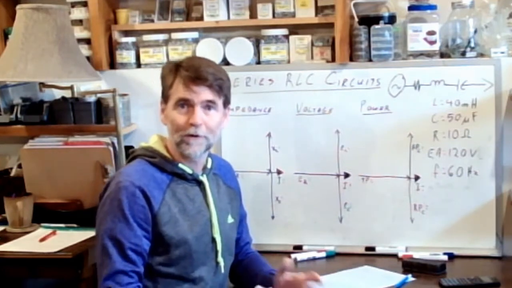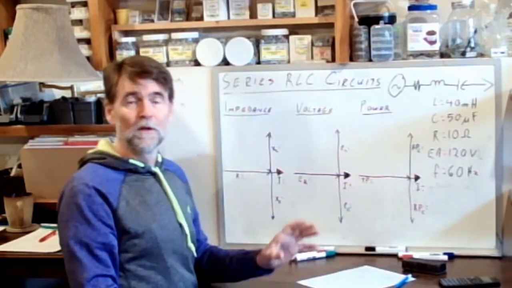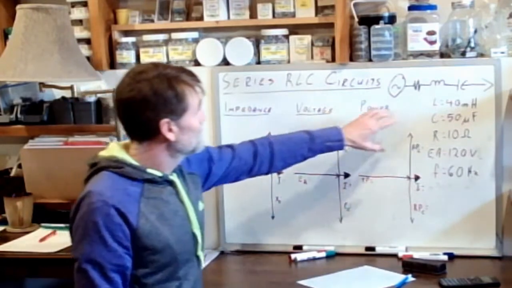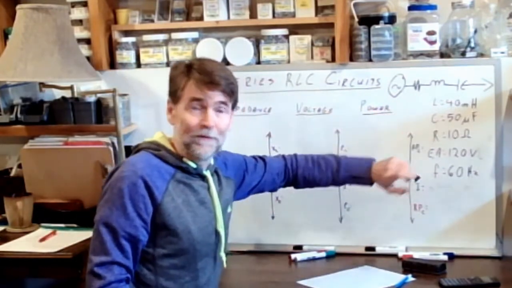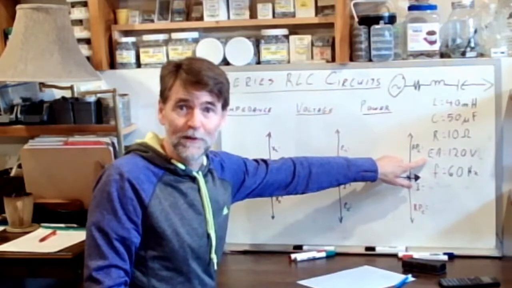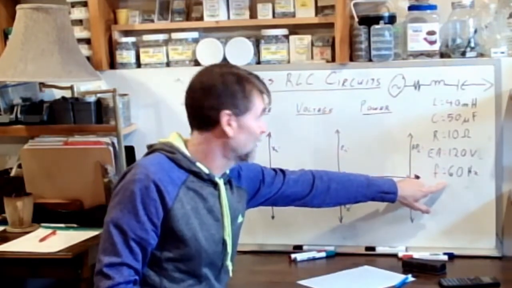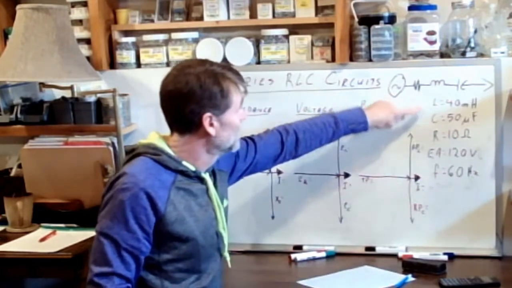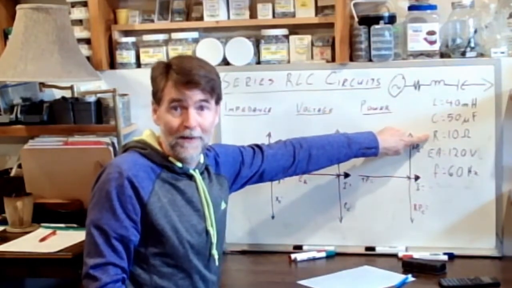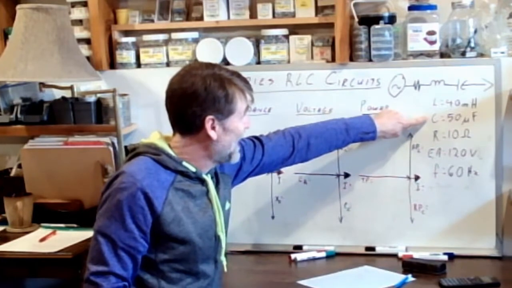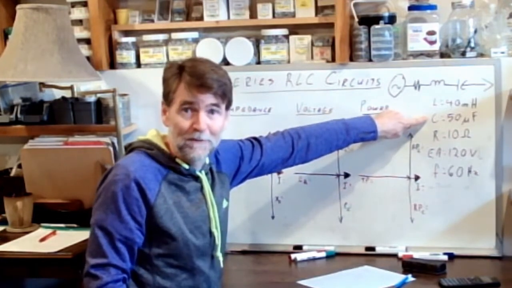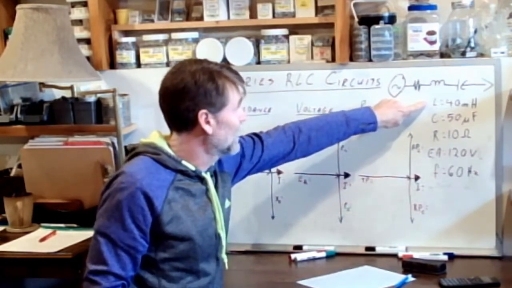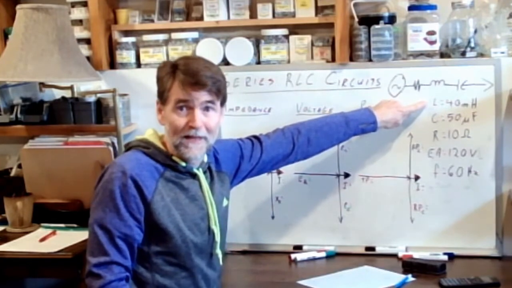Okay, so let's work through an example together. So here's the example, here's the circuit that we've been given, okay? The power supply is 120 volts at a frequency of 60 hertz. And here are our three loads that are connected in series. So we have a resistor at 10 ohms. We have a capacitor that is sized at 50 microfarads and an inductor which is sized at 40 millihenries.